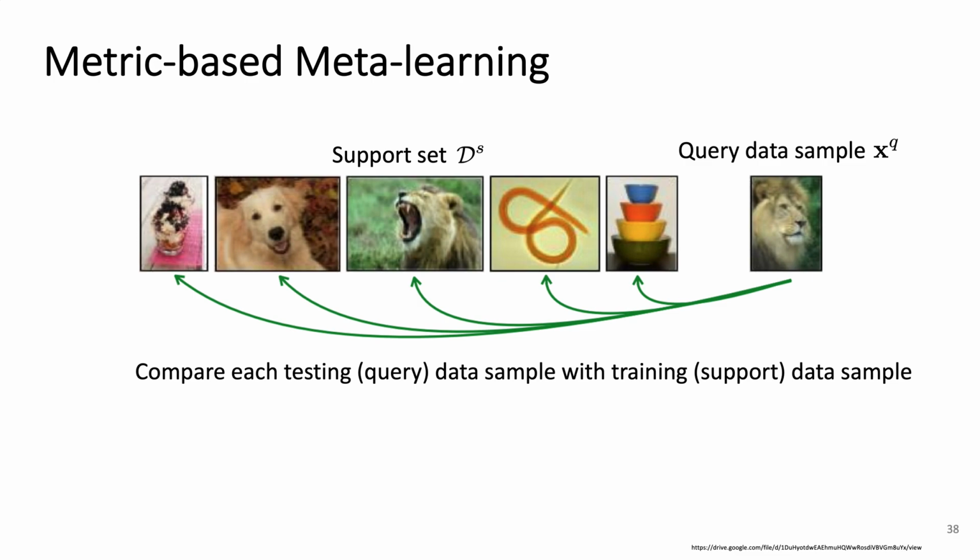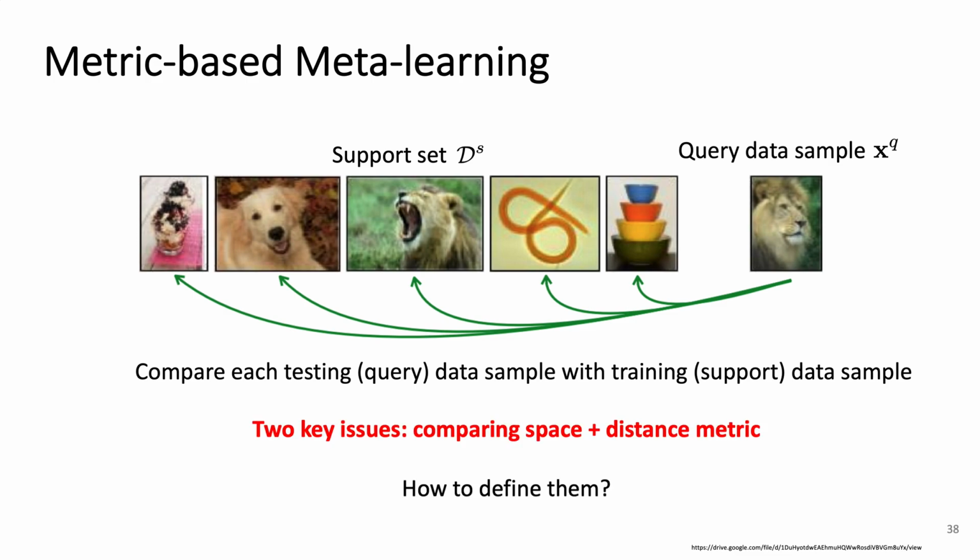There are 2 key issues in the metric-based meta-learning. The first one is the comparing space. Because it's a little difficult to compare at the image level, we usually want to transfer it to a new space. And how to define the mapping function to transfer the image, or different data, to a new space is one issue. Another key issue is the distance metric, because we want to compare. So we will define some distance metric to compare these images. The key question is how to define these two key components.